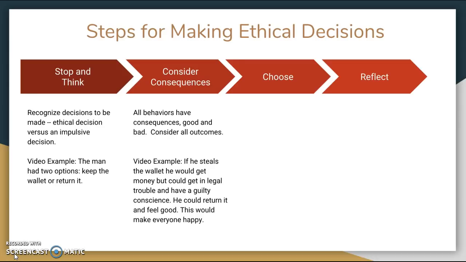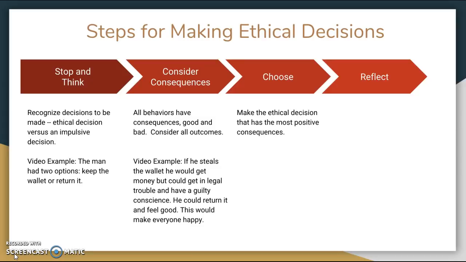Hopefully somebody realized that the man had the choice between taking the wallet and returning it. If he stole the wallet, he might get some money, and that's a consequence, but he also could fall into legal trouble and have a guilty conscience. If he returned the wallet, this could make him feel very good about himself and his choices. This would not only make him happy, but it would also make the man who lost his wallet happy.